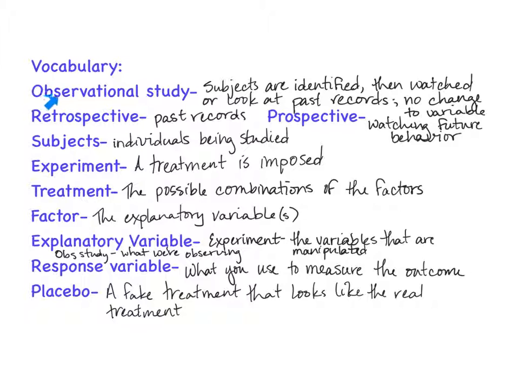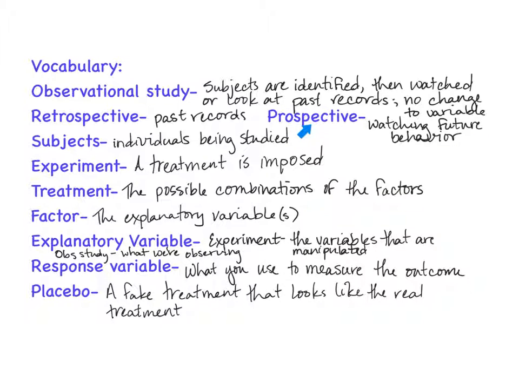So let's come back up here. In an observational study, the subjects are identified and then watched. No change to a variable. We have retrospective studies where we look at past records that already exist. And they're prospective, where we decide who we're going to watch and we watch their future behavior. This can be done over decades of time, prospective studies or retrospective for that matter.